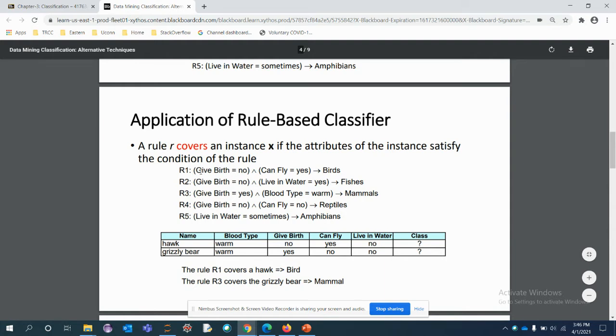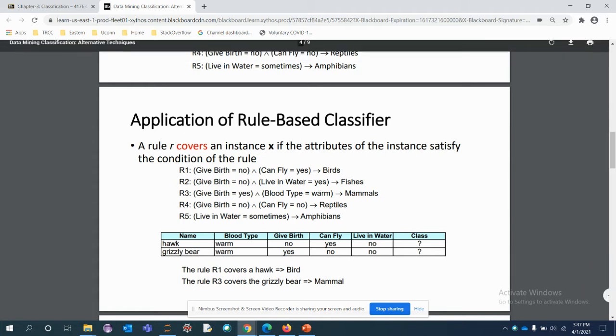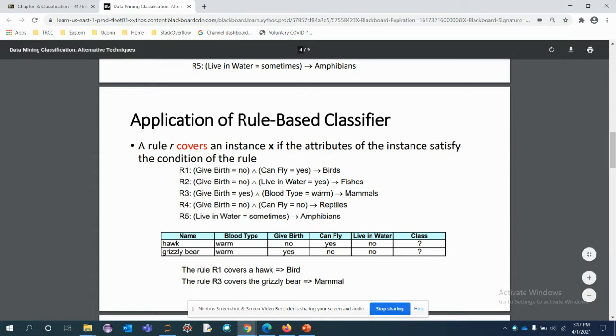So if you see, the R1 covers the first vertebrate, that is no and yes for give birth and can fly, because its precondition is satisfied by the attributes of the hawk. And the rule doesn't cover the second vertebrate because grizzly bear can give birth and it cannot fly. So thus it's violating the given rule R1, the precondition R1. So this is how the rule-based classification is performed.